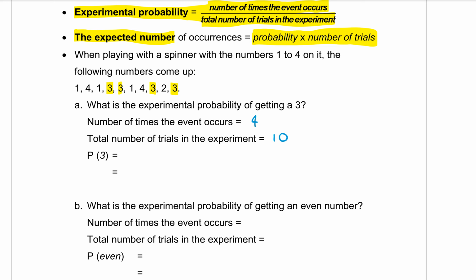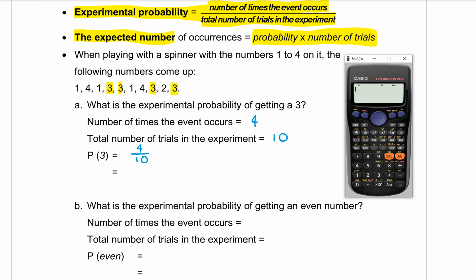So to write that as an experimental probability, the probability of getting a 3, that's what that's saying there, is equal to 4, the number of times that we got a 3, over the total number of trials, which is 10. And we remember to simplify. So I've got my calculator here just to make sure that you guys know how to use it. If I type in 4 over 10 and I press equals, it will simplify that for me down to 2 over 5.